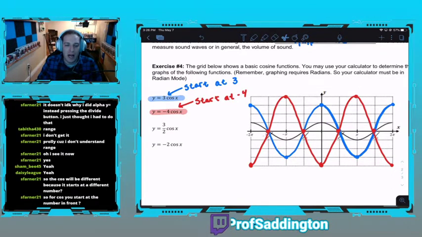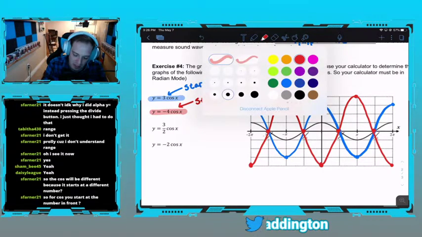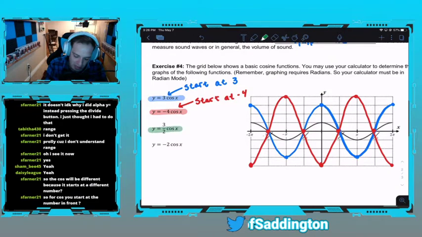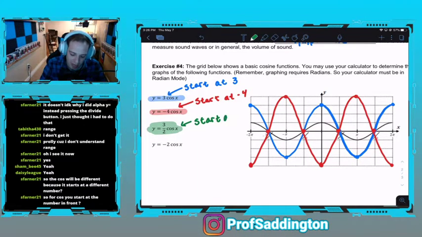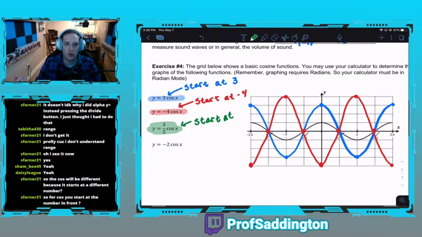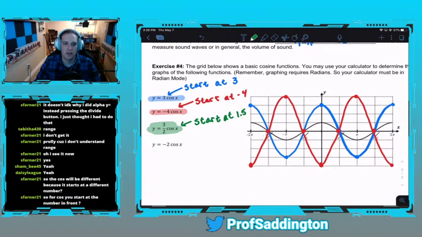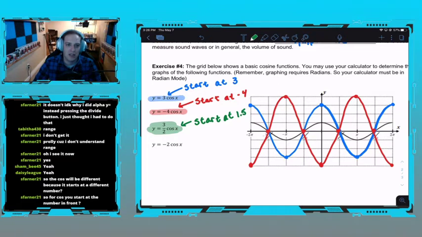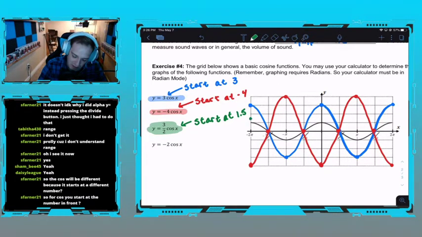Okay. I'm just going to do one more and then I'm done for today. The last one I'm going to do with you guys is the 3/2 cos x. Now, this one, because it's a fraction, some of you guys may have trouble trying to graph it. So what I would suggest is changing it to a decimal. If you were to do 3 divided by 2, that's just 1.5. So in this one, it's telling us to start at 1.5. If I start at 1.5, that's going to be right about here.